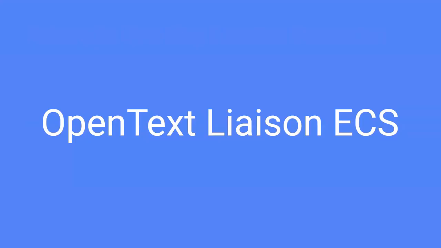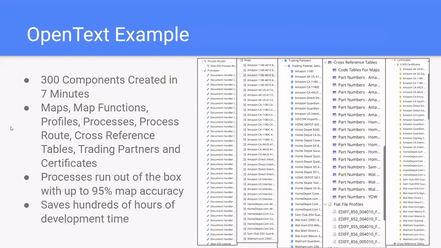Here's a walkthrough of some of the things we do with OpenText Liaison ECS. In this case here, we were able to generate 300 components in 7 minutes. This was done in a batch manner where we would batch bring in a zip file of all the artifacts and take all those artifacts and generate maps, map functions, profiles, and many other things.